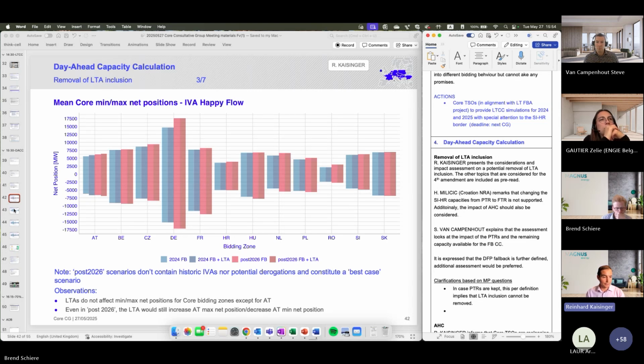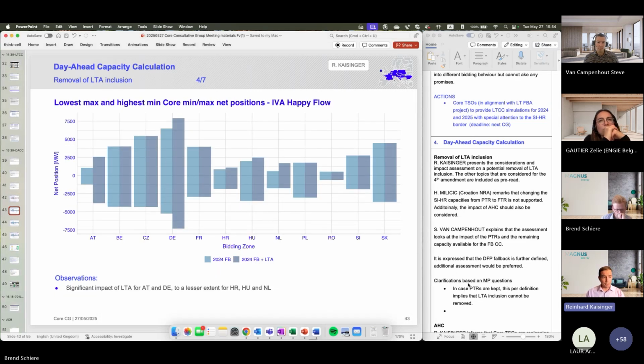So with this as a baseline, I would like to move on to the next slide, which now shows us the lowest max and the highest min net position in case of IVA happy flow. So when no TSO triggered an IVA fallback, this is what we saw in 24 historically. And the light blue is what would have come out of the flow-based domain alone, which is again not published on JAO, but the dark blue ones are individual values that you will also find back on the JAO website.